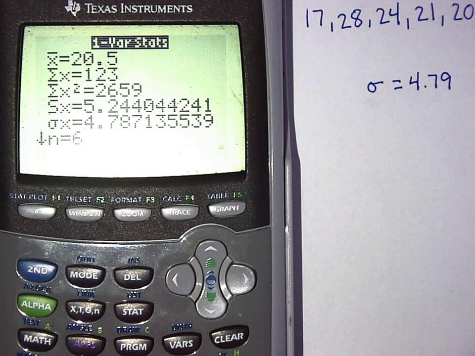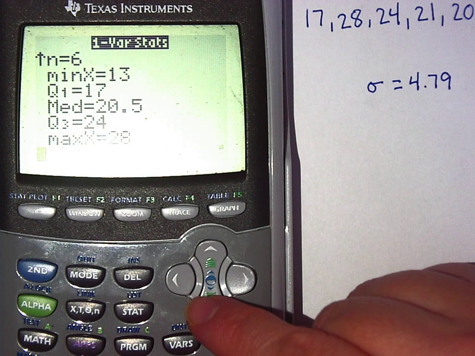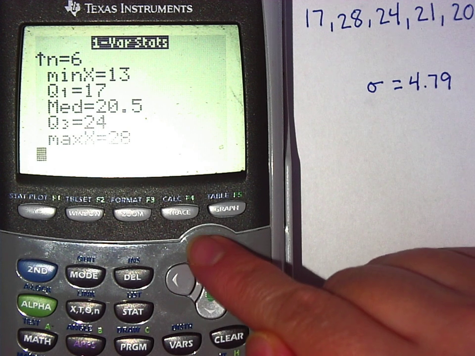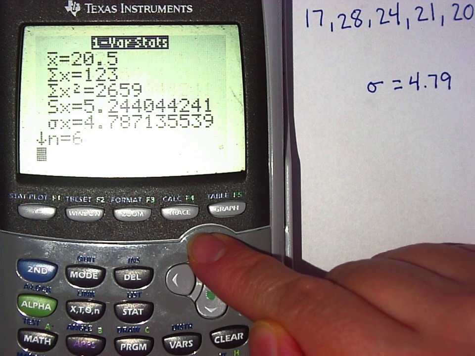N is 6. What does that mean? Six numbers. Hit the down arrow. We're going to keep looking. It'll tell you your minimum. It'll tell you your first quartile, which will come into play when we make box and whisker plots. It tells you your median, your third quartile, and your maximum number, which really helps when you're doing box and whisker plots.